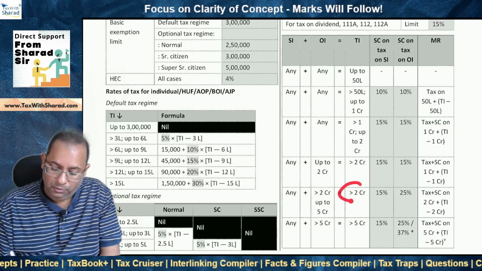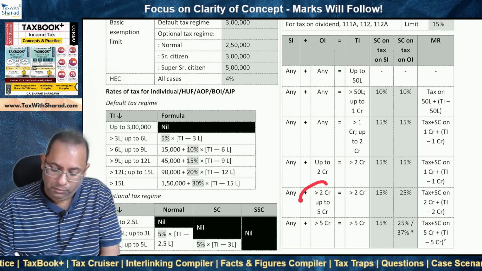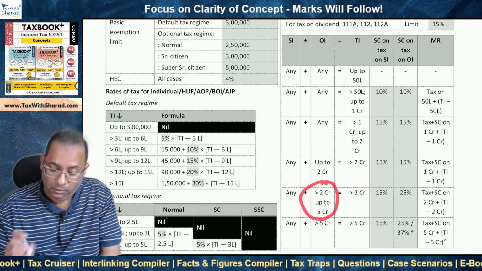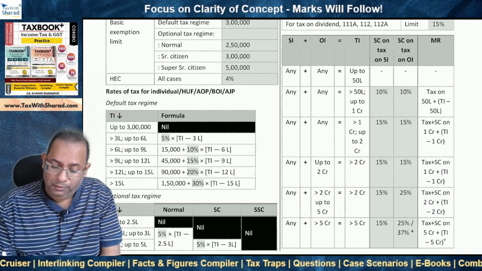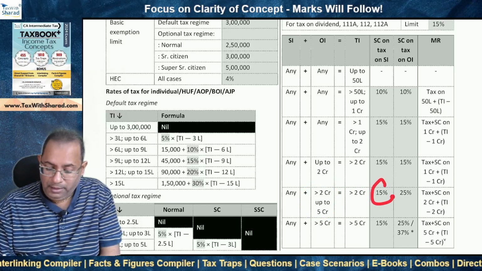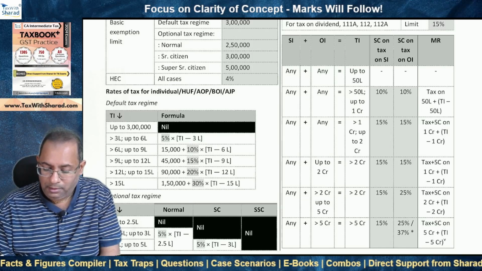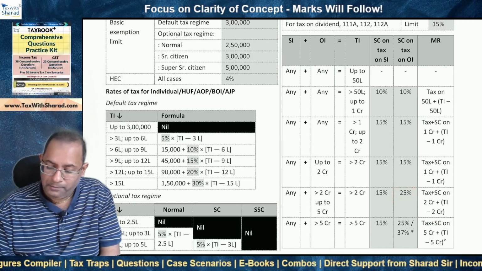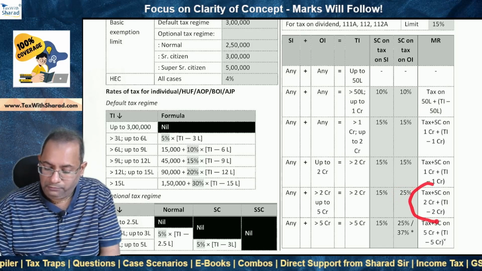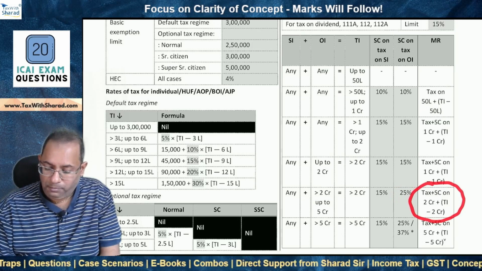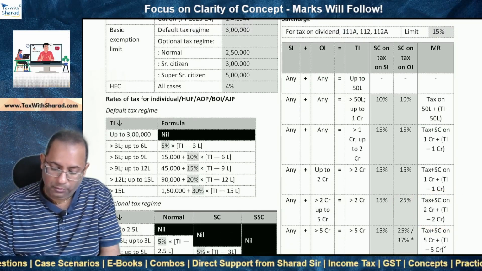Where the total income is more than 2 crore and the other income is more than 2 crore and up to 5 crore, then while the rate of surcharge on tax on special income remains at 15% because that is the limit, the surcharge on tax on other income increases to 25%, and therefore the formula for marginal relief is tax plus surcharge on 2 crore plus within bracket total income minus 2 crore.